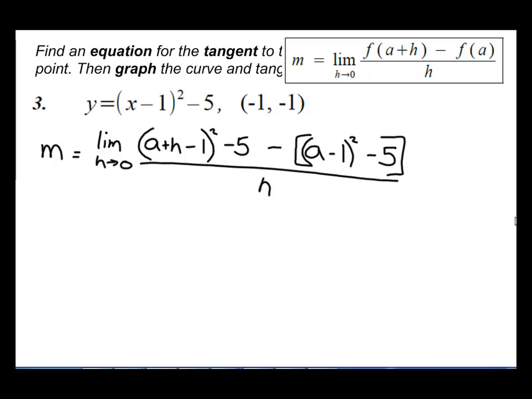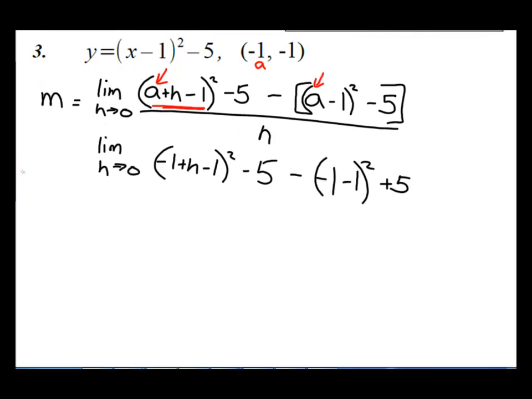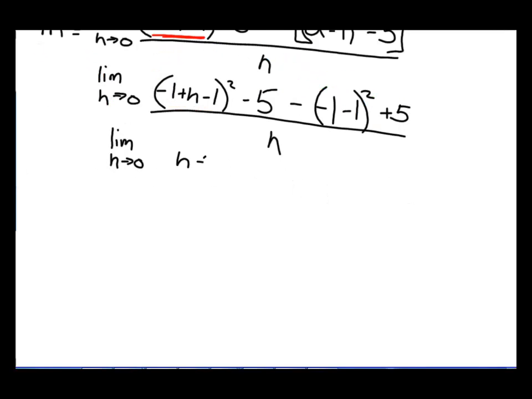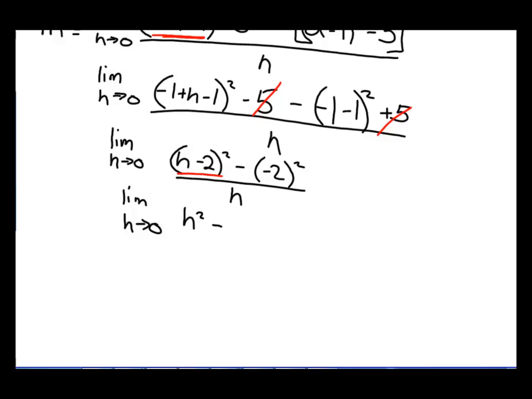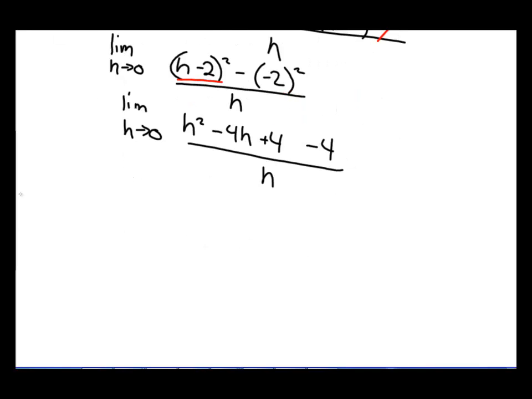Okay, next, to keep from expanding this mess here, let's go ahead and plug in the negative 1 for a here and here, and that'll make expanding those parentheses quite a bit easier. If I go ahead and distribute this negative sign, make the 5 positive, all still over h. So now it's h minus 2 squared minus negative 2 squared. Since my 5 and my 5 have canceled, let's expand this one: h squared minus 4h plus 4. Negative 2 squared is positive 4. Negative comes down, minus 4 over h. Let's cancel the 4 minus 4.